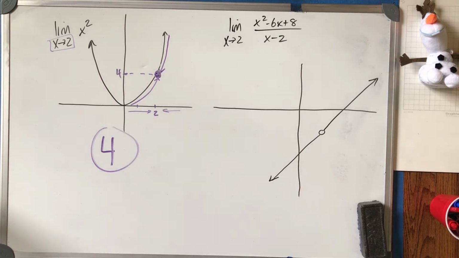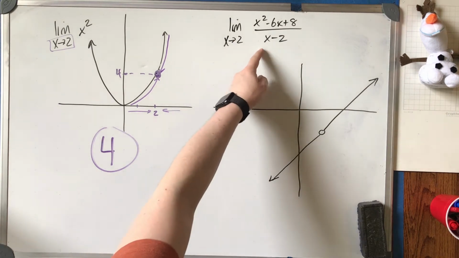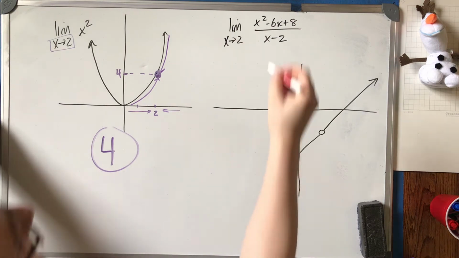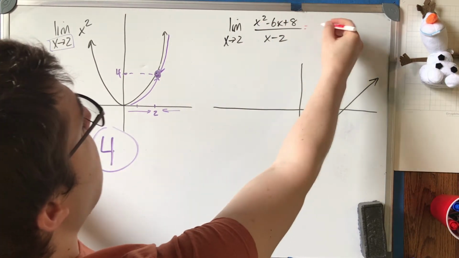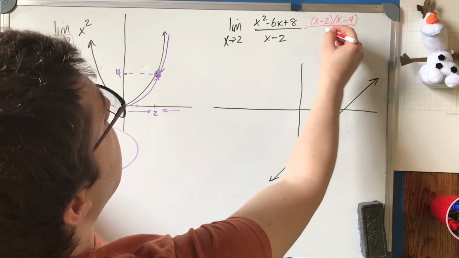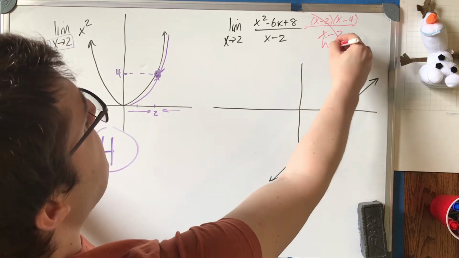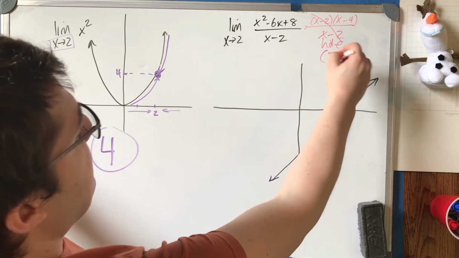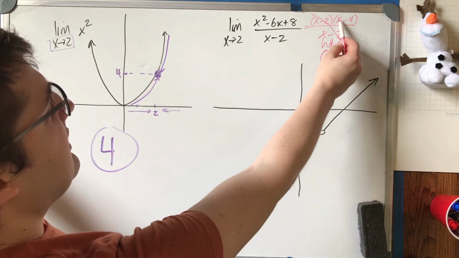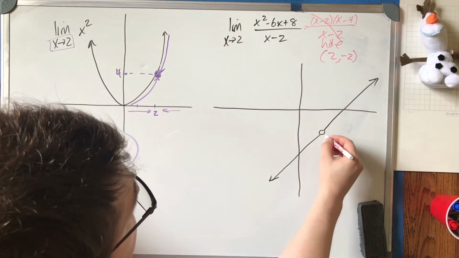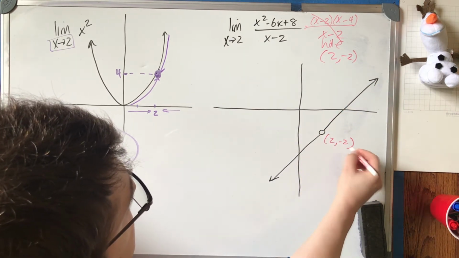Next one's a little bit trickier. So first, how does this end up like this? What we really want to do is factor the top. So if we simplified the equation here, we would get x minus 2, x minus 4 over x minus 2. That cancels. We know that that creates a hole at the x value of 2, and if we want to figure out what the y value of that hole is, we plug it in here. We get 2 minus 4, that's going to be negative 2. So we know that the coordinates of this hole are actually 2, negative 2.